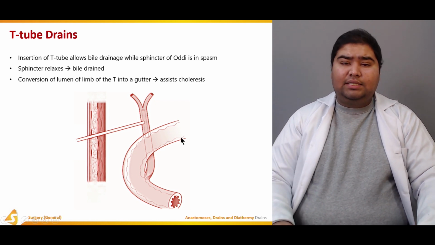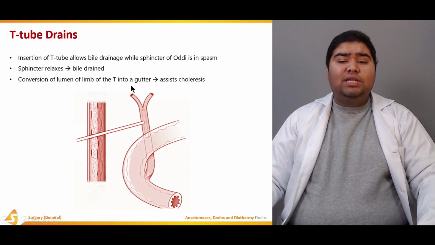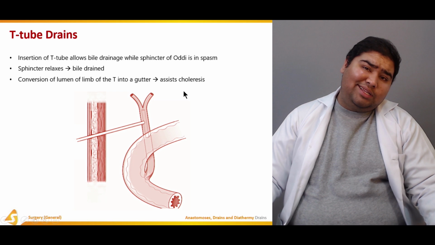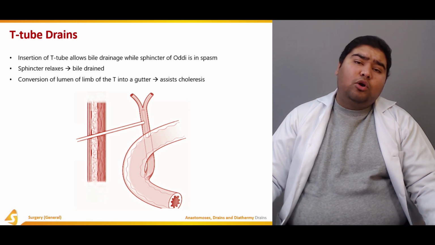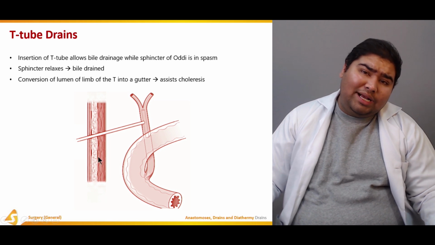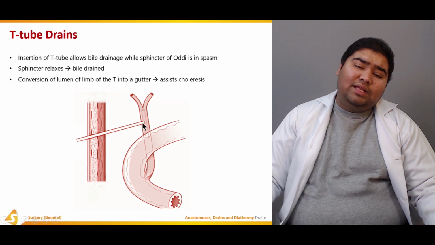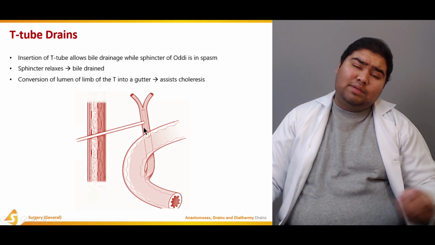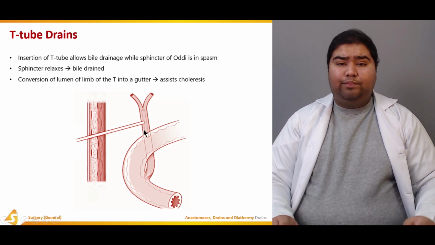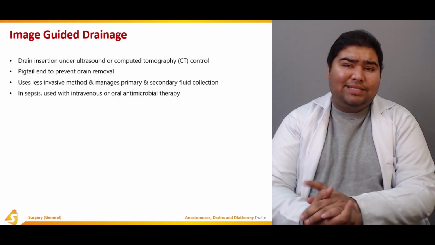decreases with time. Now, the conversion of the luminal limb of the T into a gutter usually assists with choleresis. If you convert this luminal limb into a gutter, this helps in the drainage of the bile itself.